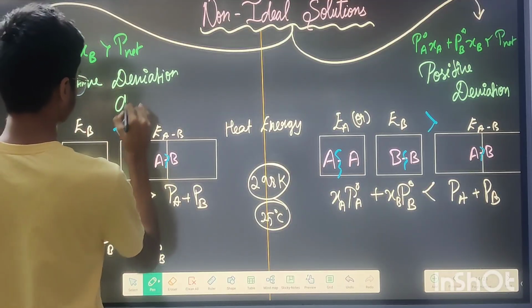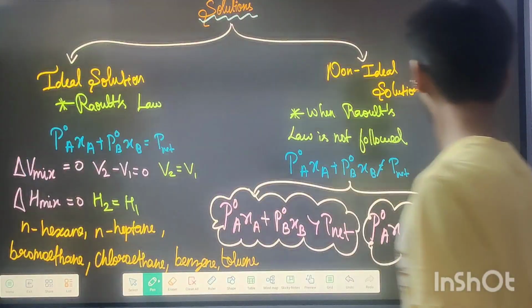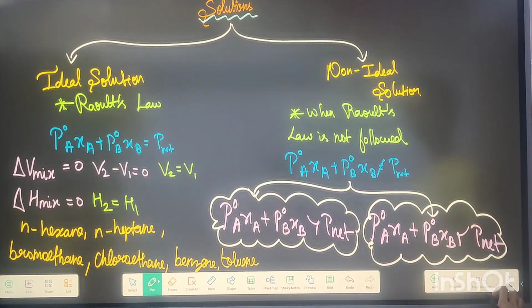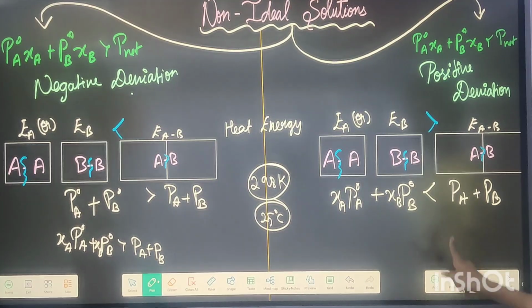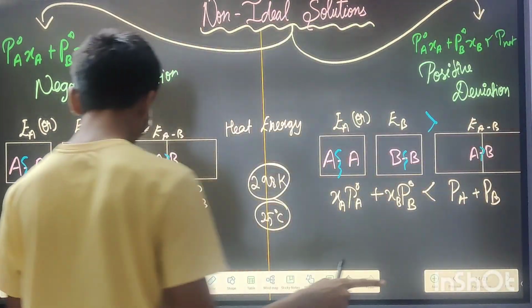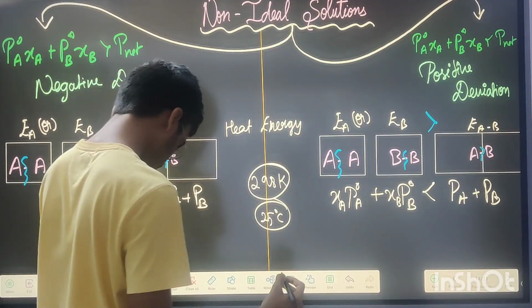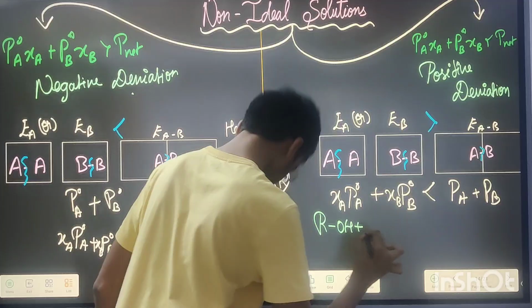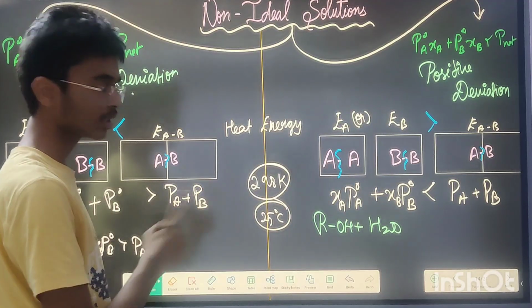If I'm writing now, it will not be correct. There is no space, so for this I will write here. So for positive deviation, examples are going to be acetone, and ROH plus H2O. H2O is going to be a common example in this and this, so note this.